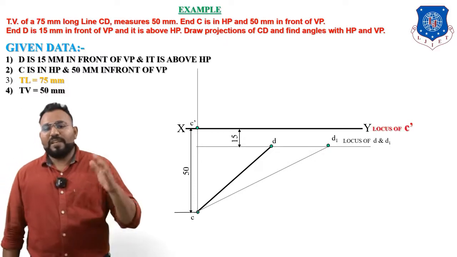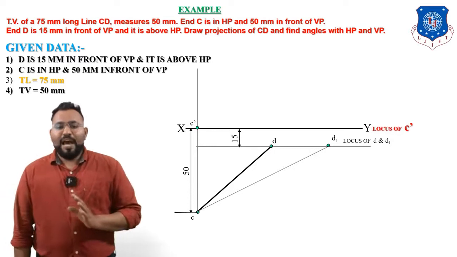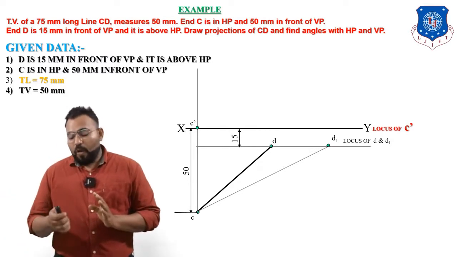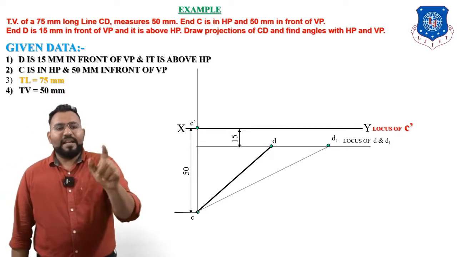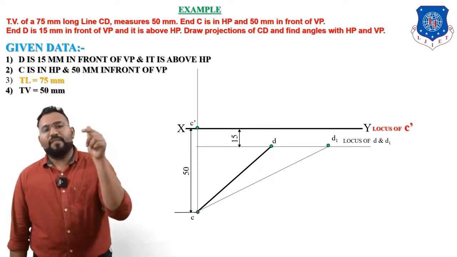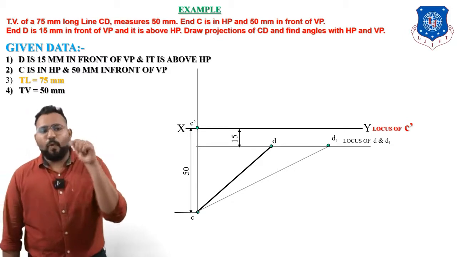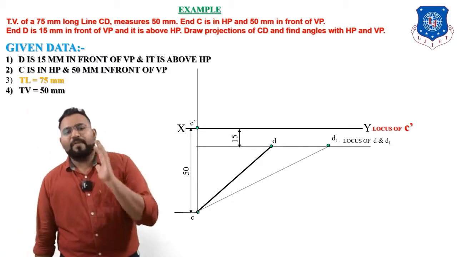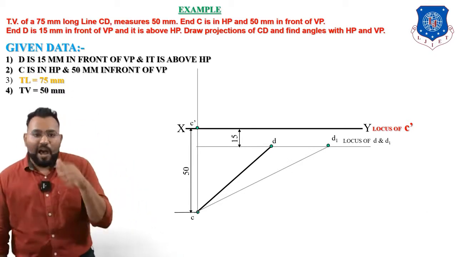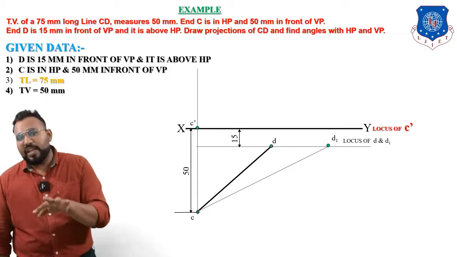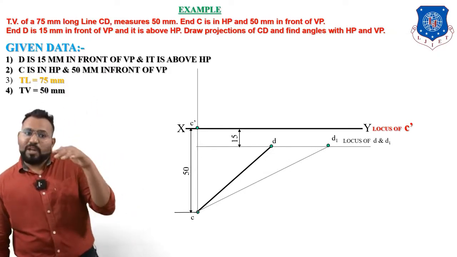So the locus of C dash is going to become on the XY line. Now the next step is to find the point D dash, because in the given data, the first given data is D is 15 mm in front of VP. That means point D is going to be 15 mm in front of VP. So that we have already found, and it is above HP, but how much? 5 mm, 6 mm, that is not given. So now we have to find the exact position, how much above HP.